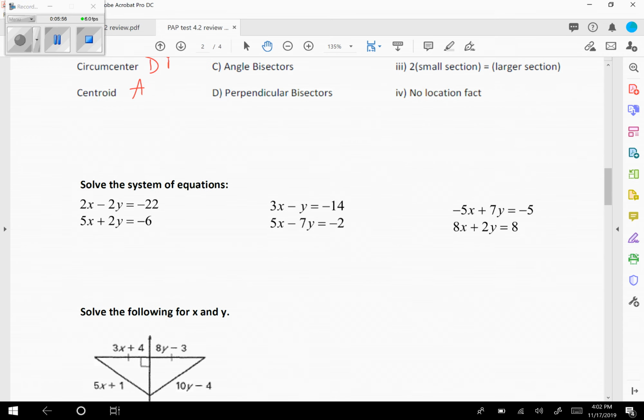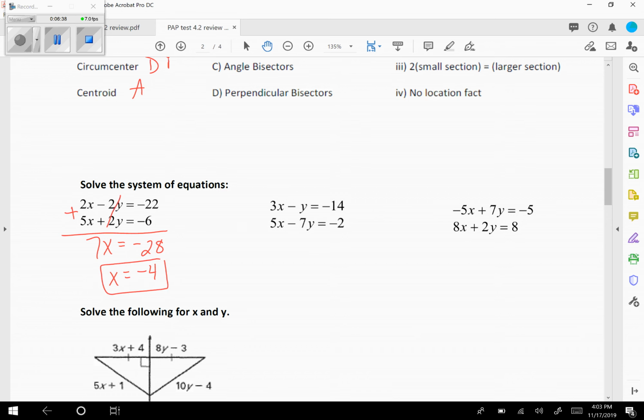Alrighty, solving the systems of equations here. I'm going to do one of these and then I'll help set you up on the second one, just to help you out a little bit. The first one can be solved by elimination because we already see we have the 2y and the negative 2y. So if we just add these two equations, the y's will cancel each other out. So we have 2x plus 5x, so that's 7x equals negative 22 and negative 6, so that's negative 28. So divide by 7 and you get x is negative 4.